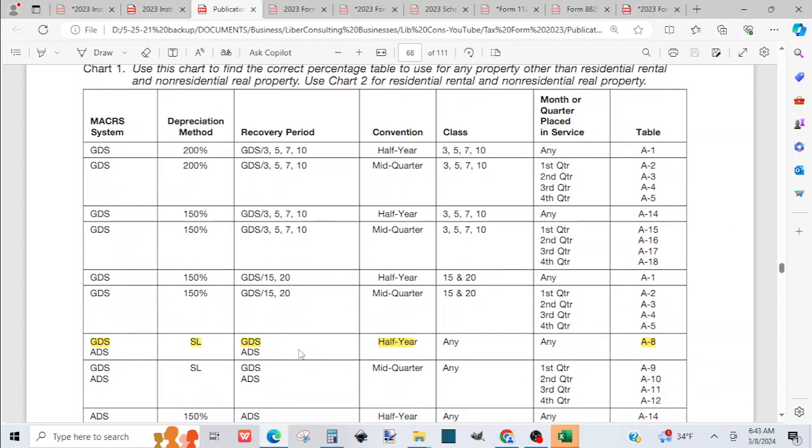In my case, I like to use straight line. So I'm just going to locate that. So I know that is GDS. The recovery period I know is 5.